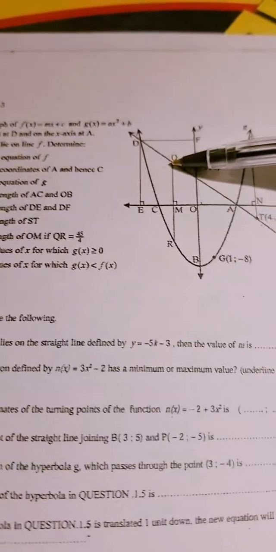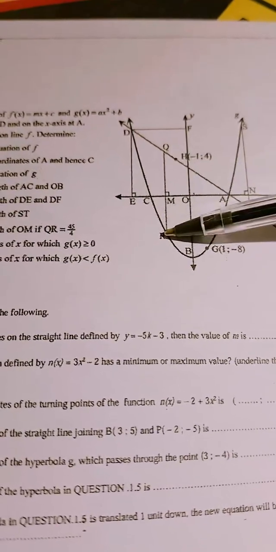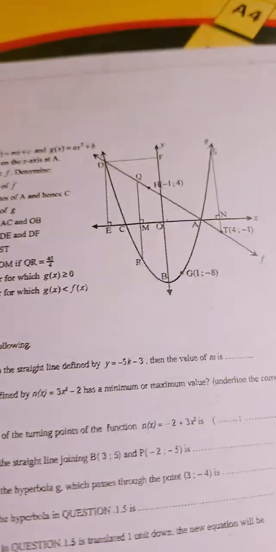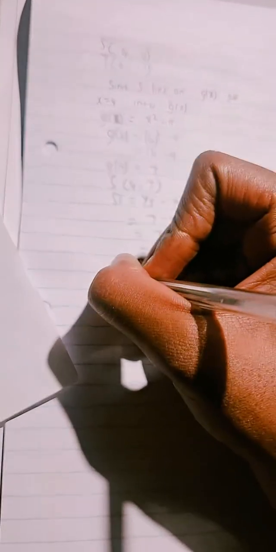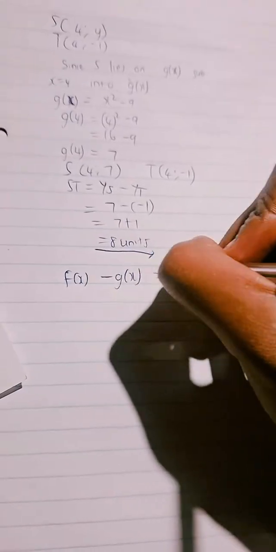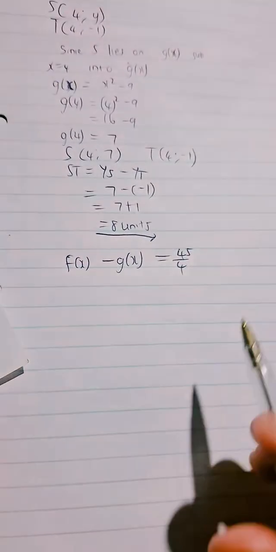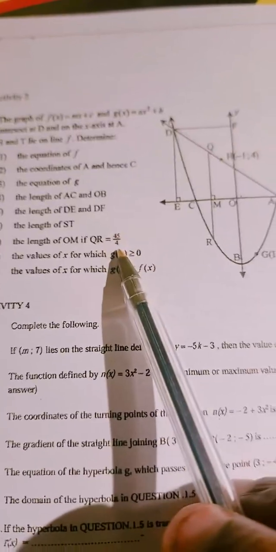of OM if QR. Now we need to check, where is QR? Here is Q on the straight line. Here is R, same vertical line on the parabola. So what I'm saying is that at this point, you take the function of the straight line, which is negative x plus 3. I'm going to say f of x minus g of x is equal to 45/4. That is the setup of the equation. Since they are saying the length of OM if QR is equal to 45/4.